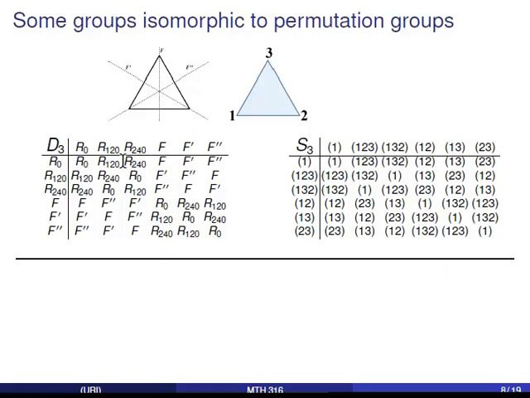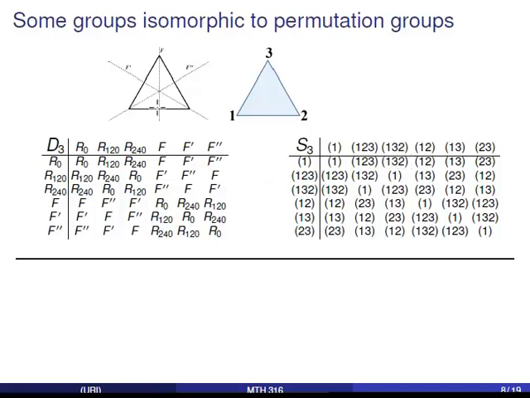A rotation of 120 degrees, for instance, is going to take the vertex in corner 1 and send it to corner 2, the vertex in corner 2 and send it to corner 3, and the vertex in corner 3 and send it to corner 1. So 1 maps to 2, 2 maps to 3, 3 maps to 1. That's exactly this permutation there. R240 sends things the other way around, and that agrees with this permutation here.